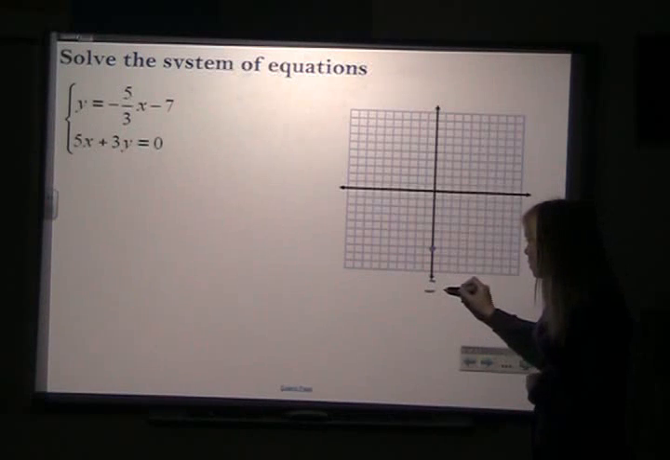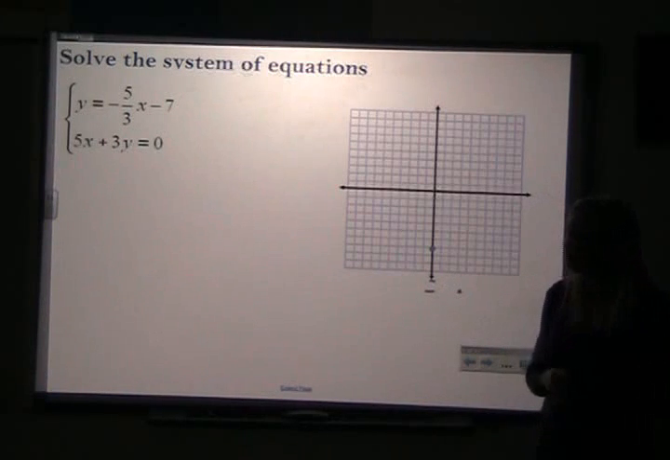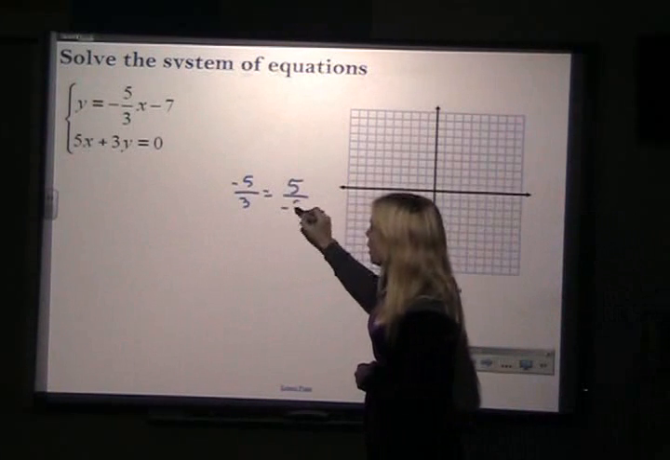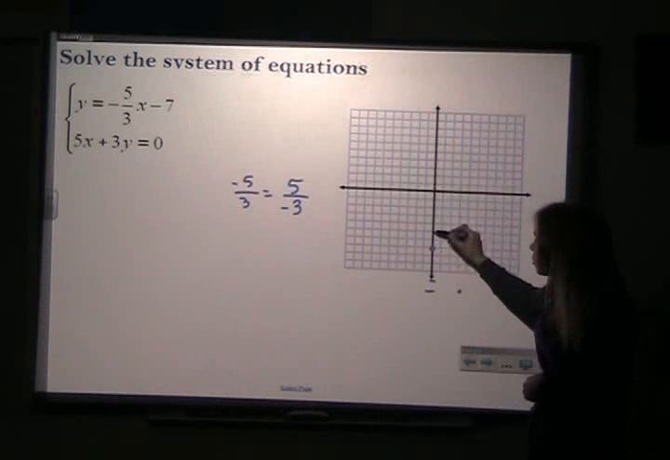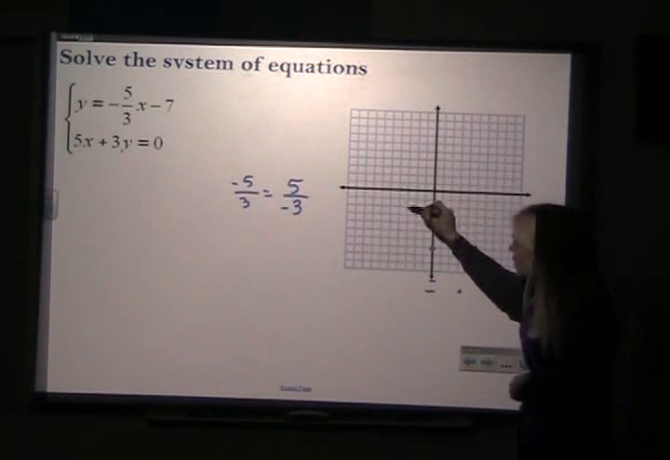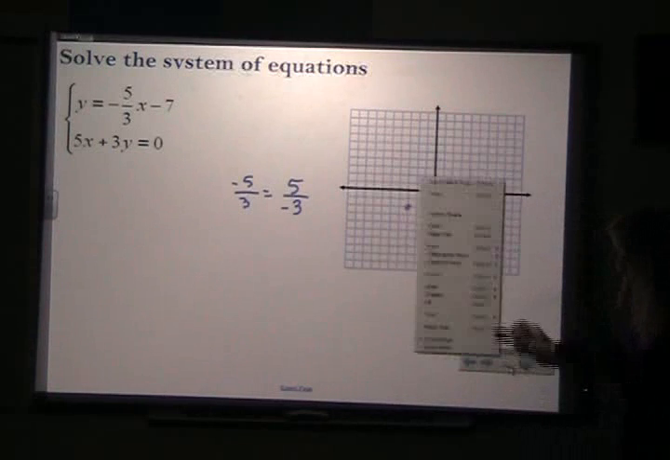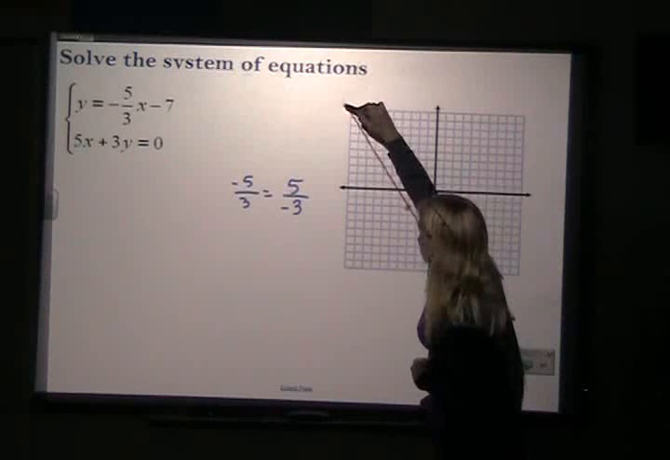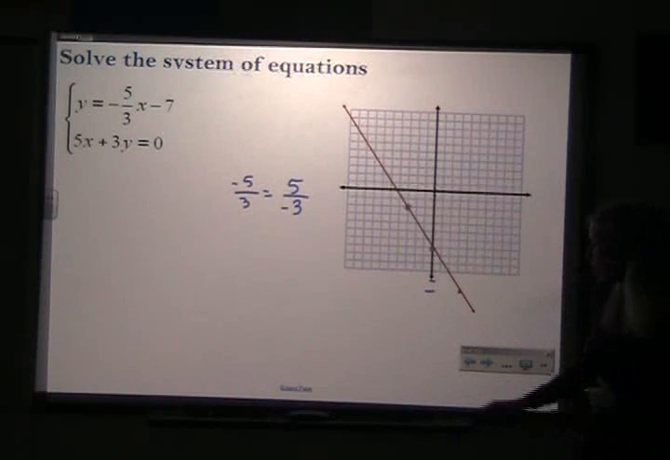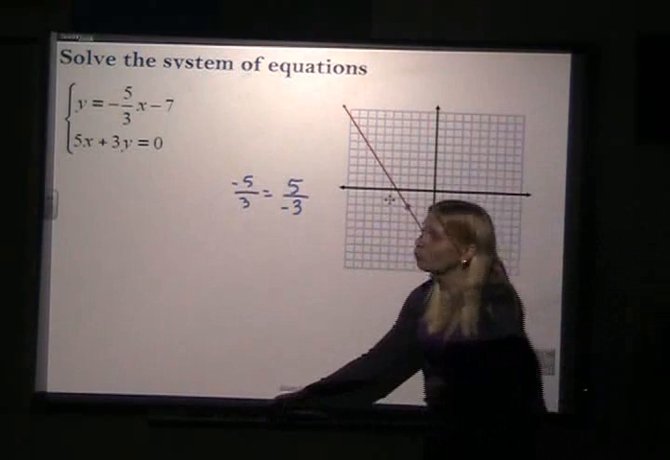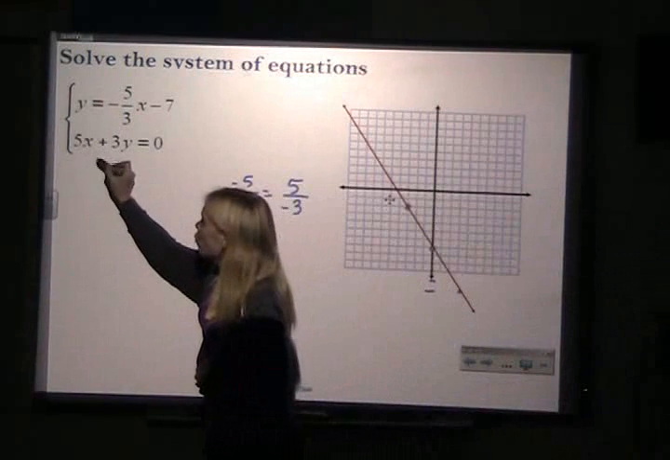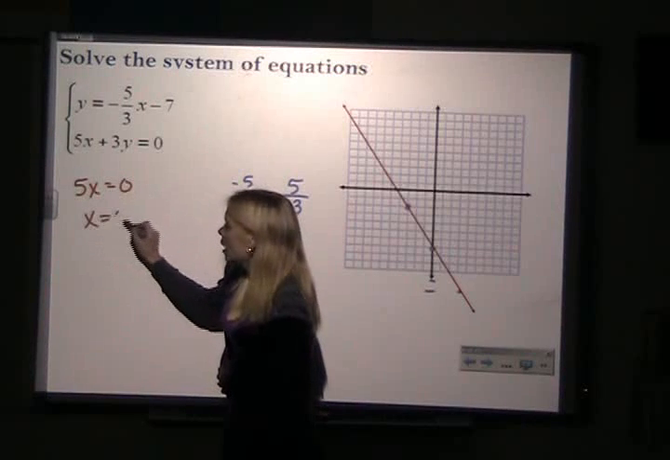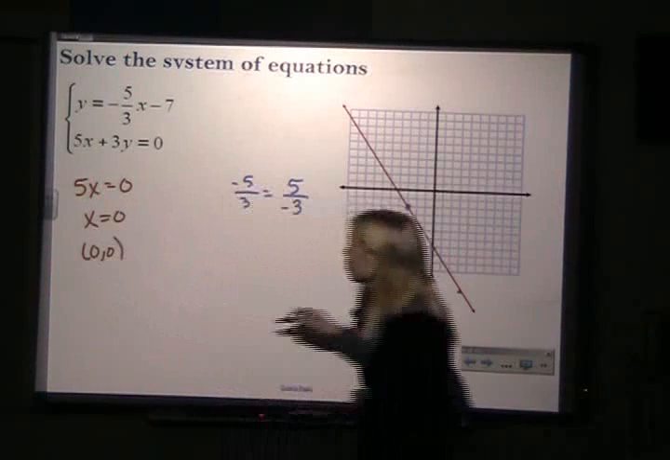Now, 1, 2. If you needed to, you could do this, but remember, negative 5 over 3 is 5 over negative 3. So I can also go up 1, 2, 3, 4, 5 and left 3 so that I have my line. This one is in standard form, so I'm going to plug in 0 for y. 5x equals 0. X is 0, so that's the point 0, 0.